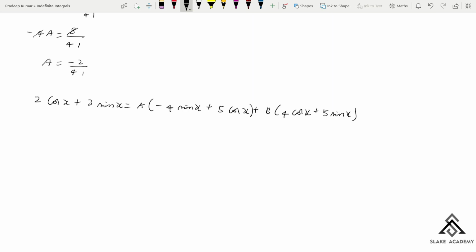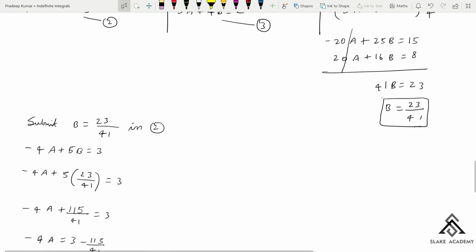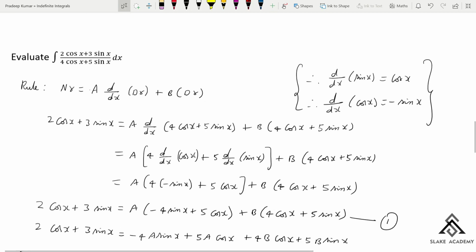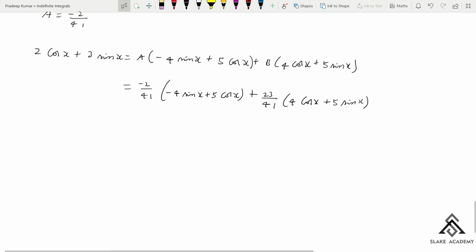Okay, let's substitute this a value, which is minus 2 by 41. So this is minus 4 sin x plus 5 cos x plus, and the b value which we got is 23 by 41. Okay, so this is the equation after substituting a and b values. Now the entire equation we will divide by the given denominator, 4 cos x plus 5 sin x. Then we can solve this question further.